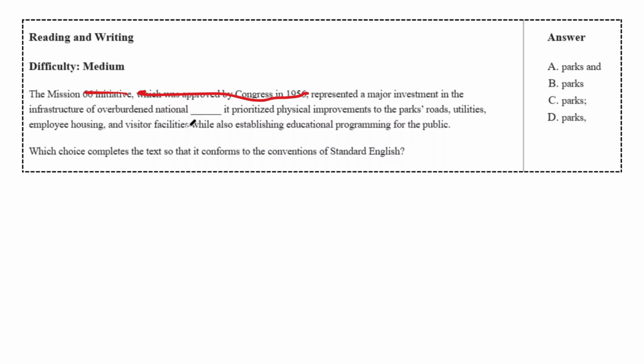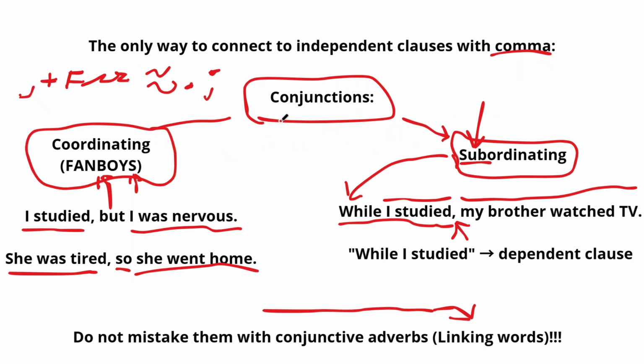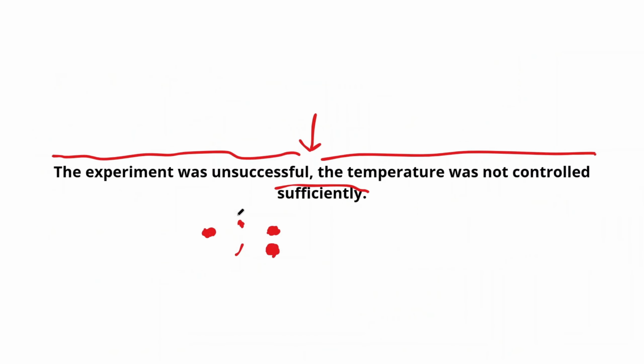If you add "parks," all the words that come before "parks" make that sentence an independent clause. So "parks," that's an independent clause. "It prioritized physical improvements to parks, roads, utilities," and so on. This is a separate independent clause. So we can use FANBOYS because there are two independent clauses.